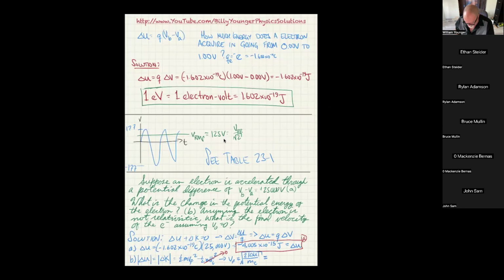Your book actually gives you the mass of the electron. I will tell you that the mass of the electron is 9.109 times 10 to the negative 31 kilograms. So now I'm going to take that 2 times 4.005 times 10 to the negative 15th and divide that by 9.109 times 10 to the negative 31. That's going to give me 8.79 times 10 to the 15th. And I'm going to take the square root of that.